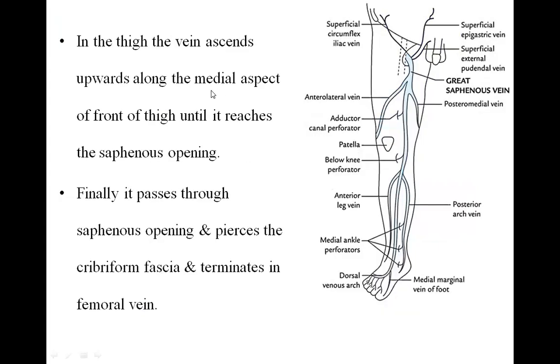In the thigh, the vein ascends upward along the medial aspect of the front of the thigh until it reaches the saphenous opening here. Finally, it passes through the saphenous opening, pierces the cribriform fascia, and terminates in the femoral vein. So the great saphenous vein will pierce the cribriform fascia and open into the femoral vein.